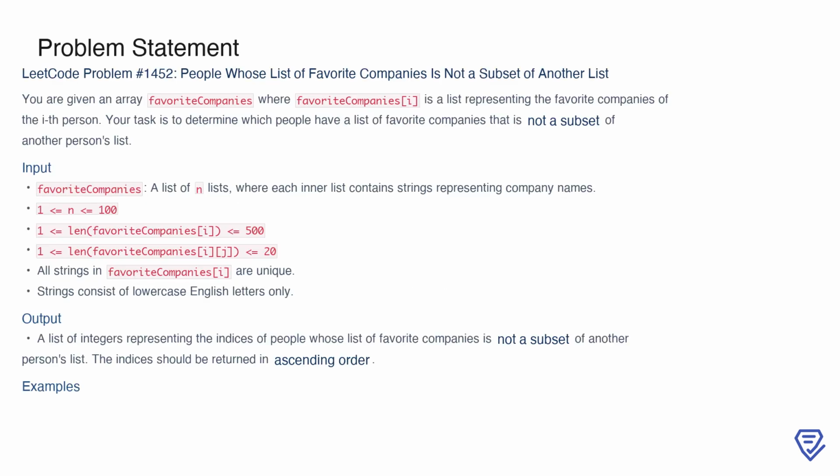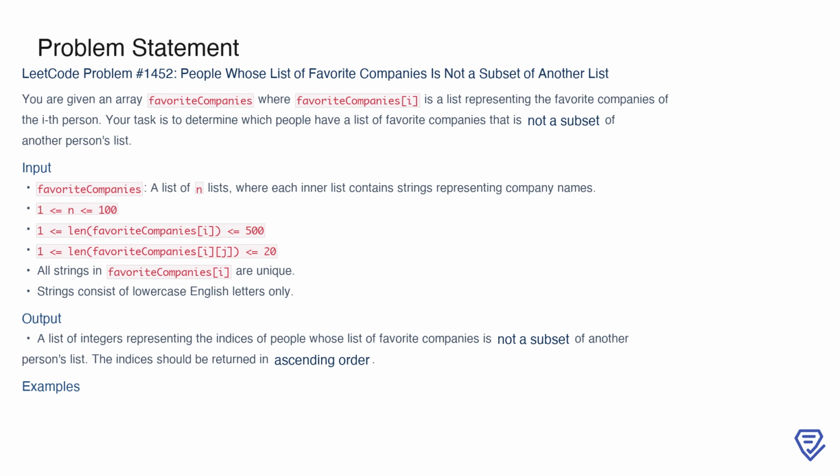In this problem, we are tasked with analyzing the list of favorite companies for a group of people. Each person has their own list, and we need to determine which people have a list that is not a subset of someone else's list. A subset here means that all the companies in one person's list are also found in another person's list. The goal is to return the indices of such people whose lists are unique in this way, and the indices should be sorted in ascending order.